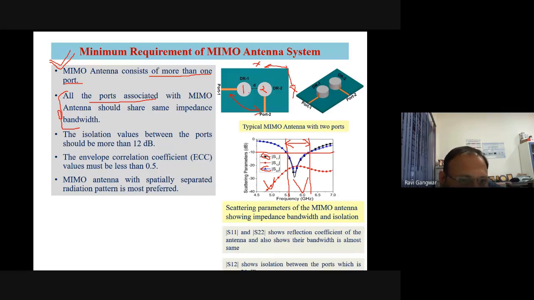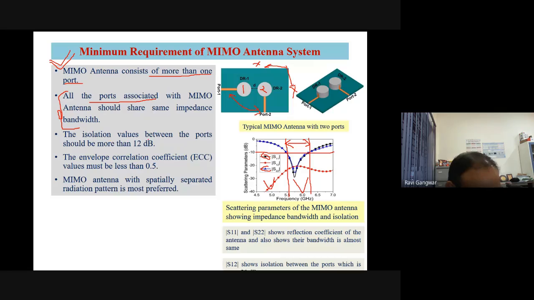So you have to consider all the antenna elements. If you use 2 antenna elements or 4 antenna elements or 10 antenna elements, whatever number you use, each and every antenna element must share the same impedance bandwidth. Clear? And that is basically your second most important parameter.